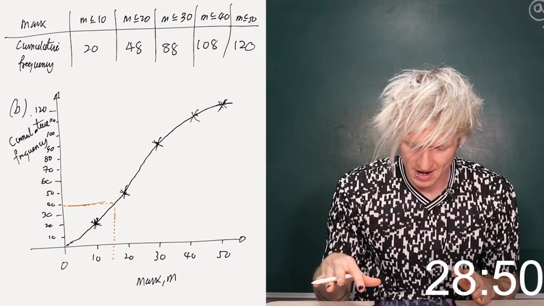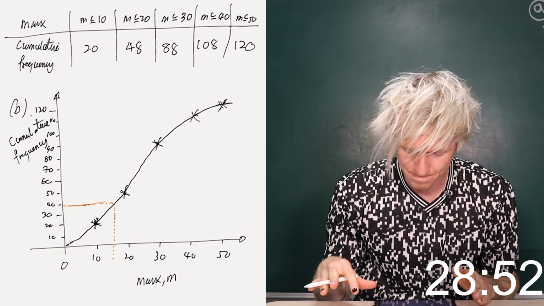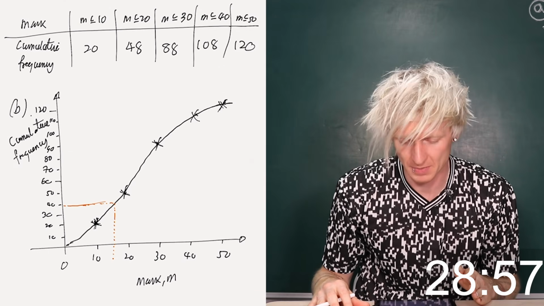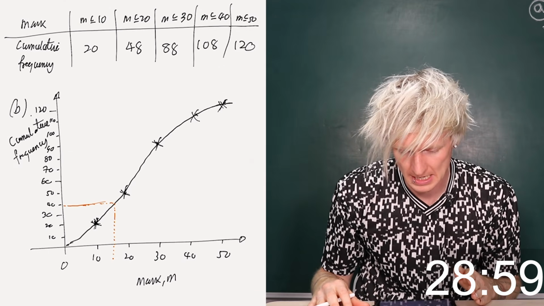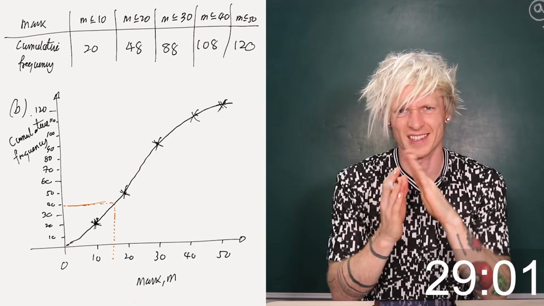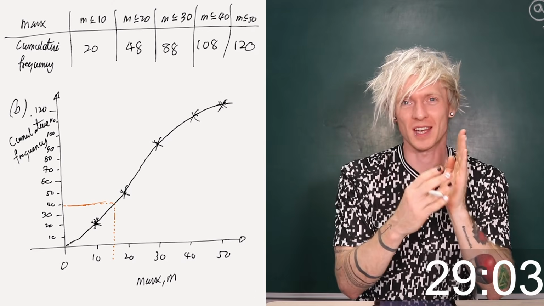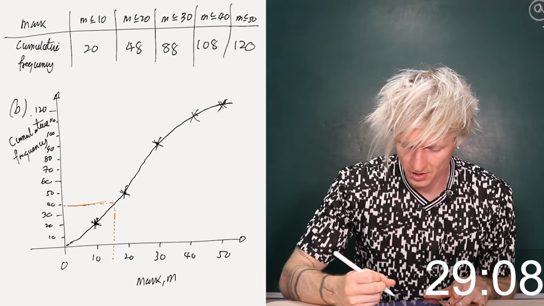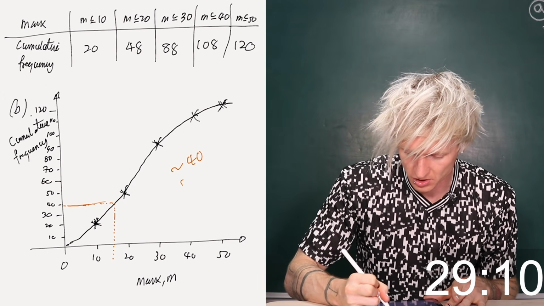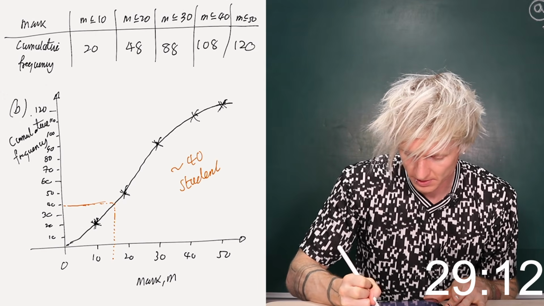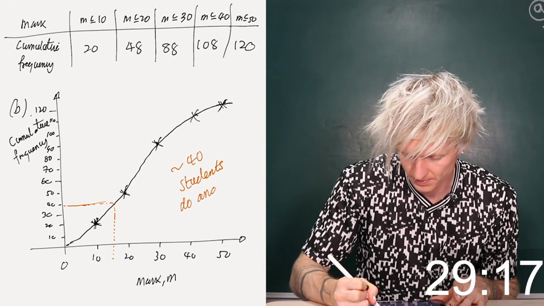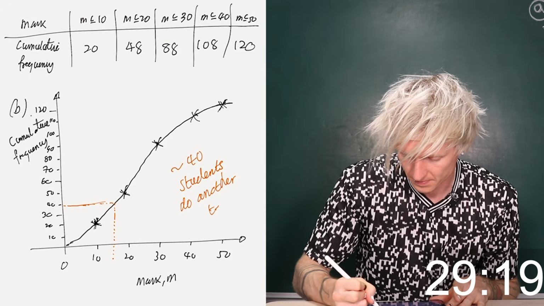It's going to be somewhere around 40. I think it's somewhere around 40, if I'm going to have a complete guess. It's definitely more than half, because it's steeper, because we've gone from 20 in that first section to 28 in that second. So the gradient's increased. I'm going to say approximately 40 students need to do another test. Sad face, because that's quite a lot of students.